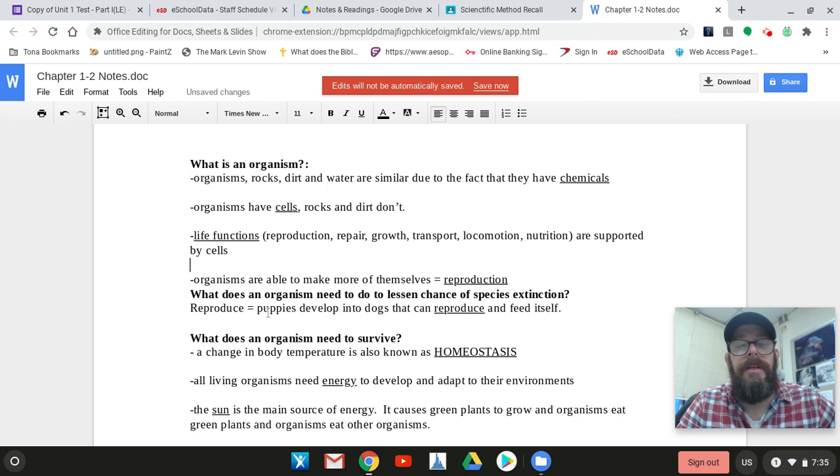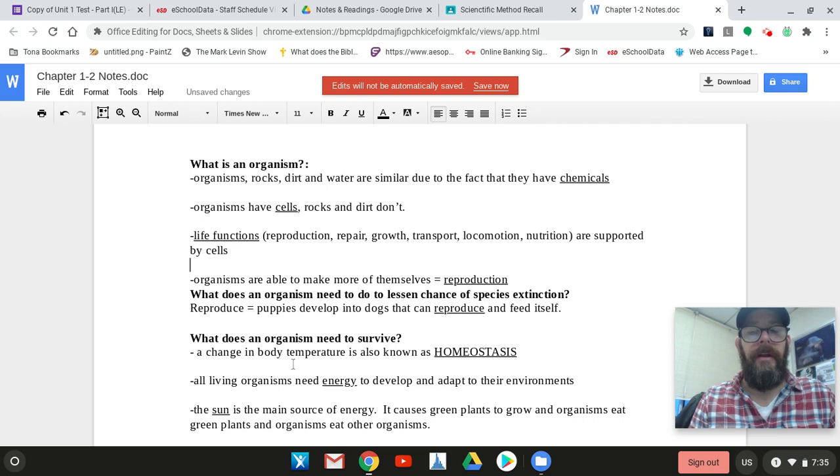What does an organism need to do to lessen the chance of species extinction? Well, they have to reproduce. So puppies develop into dogs that can reproduce and feed themselves. The individual organism does not need to reproduce to survive, but the species does. So remember that.